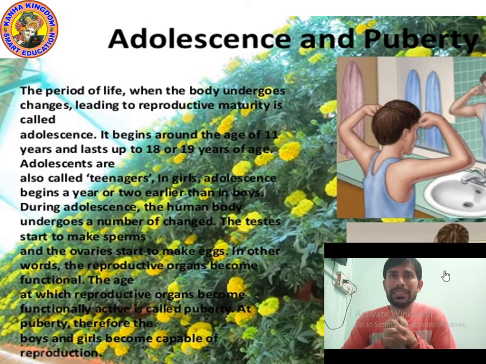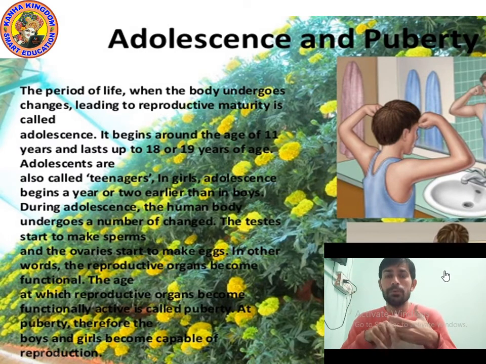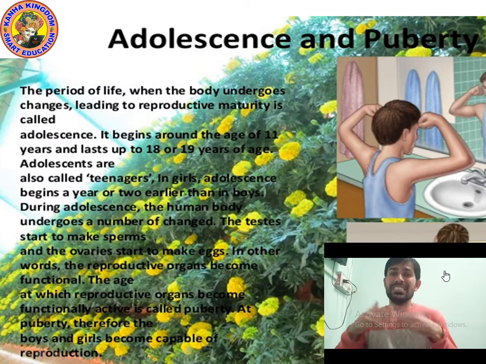So what is adolescence? Adolescence is that period of life when the body undergoes changes. It is the fixed age of girls and boys in which many kinds of changes happen in the body, which lead to reproductive maturity. Because of these changes we start becoming mature. That period of life is called adolescence.